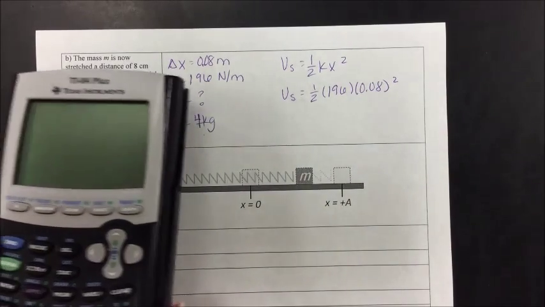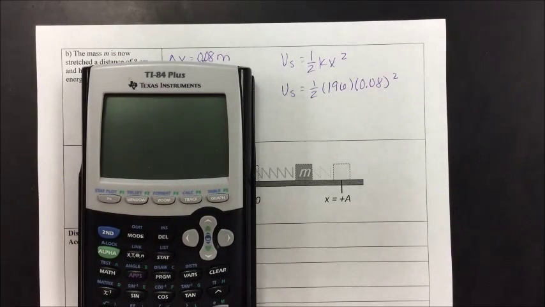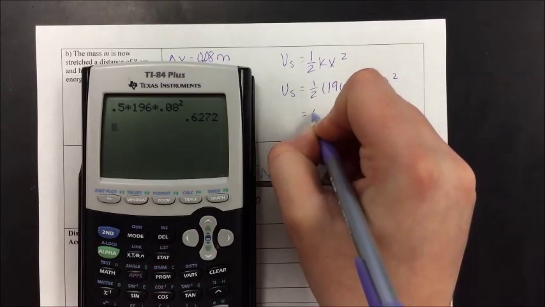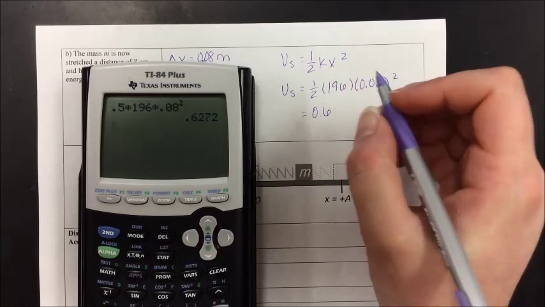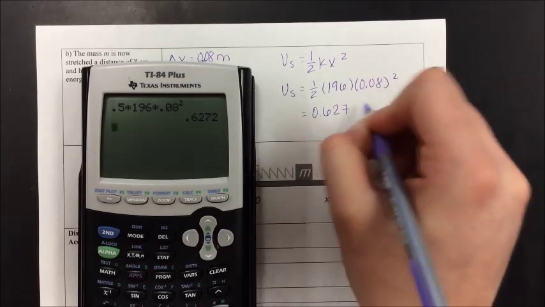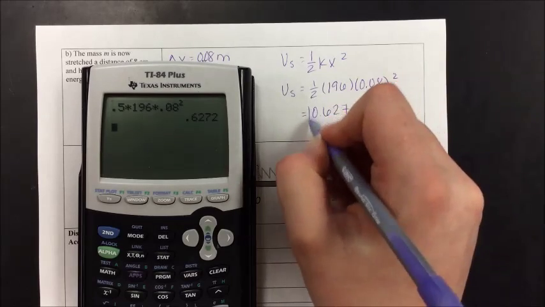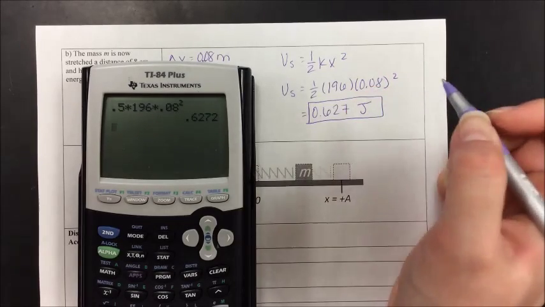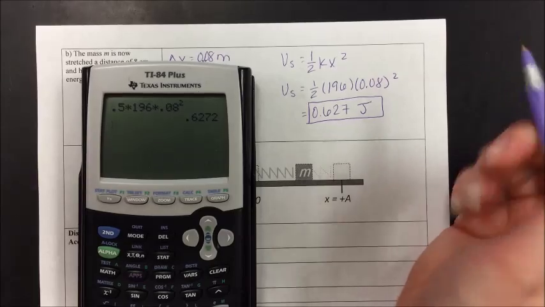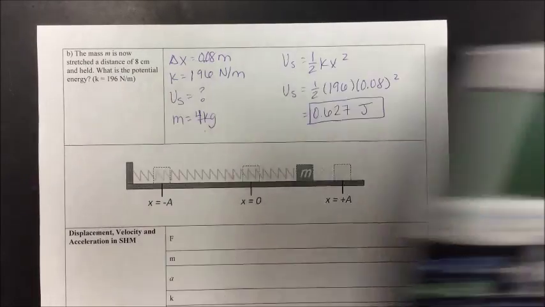Okay, so when we plug this into our calculator, we have 0.5 times 196 times 0.08 squared, which is going to give us an energy of 0.627 joules. And you want about 3 numbers, and always round to that third number.